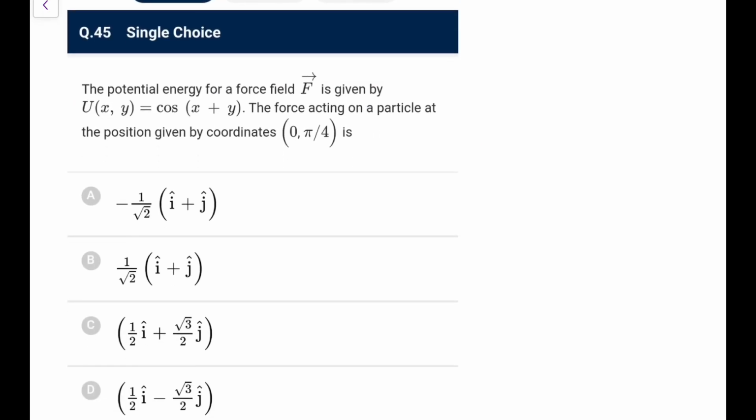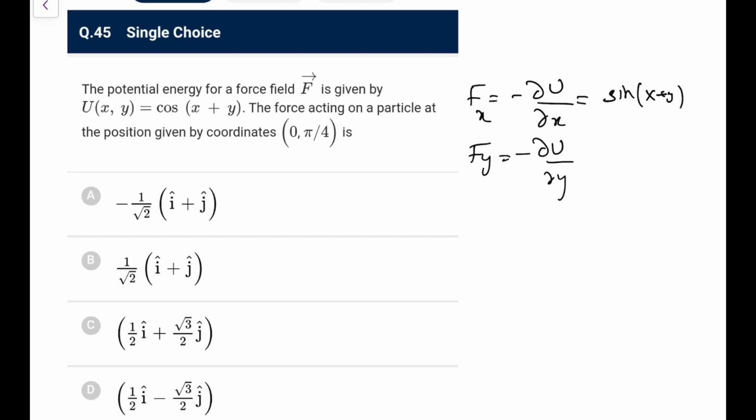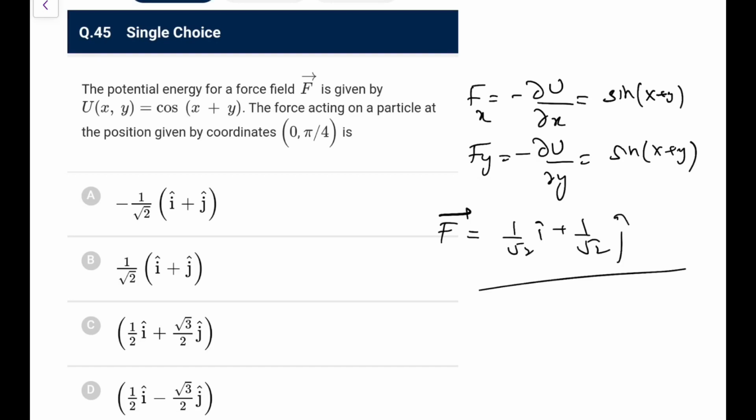The potential energy of a force field is given by this, again this is the repeated one. The force acting, I told you, Fx would be minus del u by del x, and if you differentiate it, cos becomes minus sine, minus minus will become plus, so it becomes sine of x plus y. Similarly Fy is minus del u by del y, that also becomes sine of x plus y. At the requisite point 0 comma pi by 4, the force would be sin pi by 4, that is 1 by root 2 i cap plus 1 by root 2 j cap. Go for option B, that we did before also.